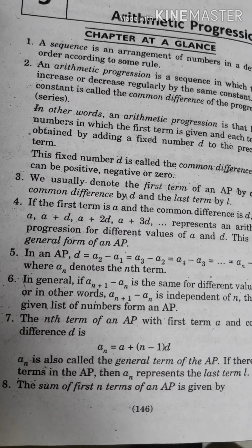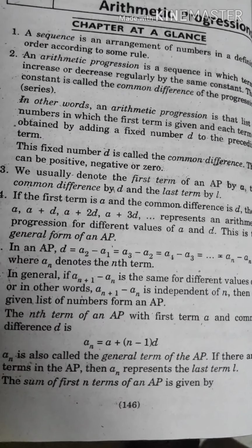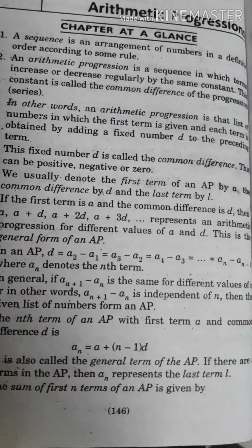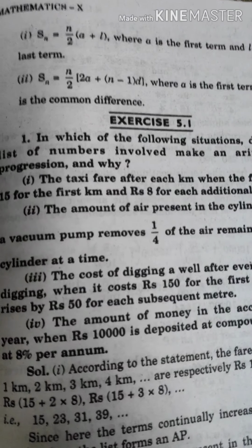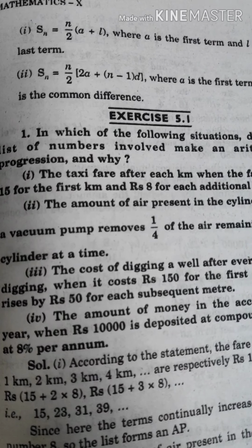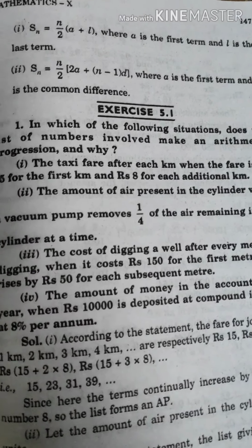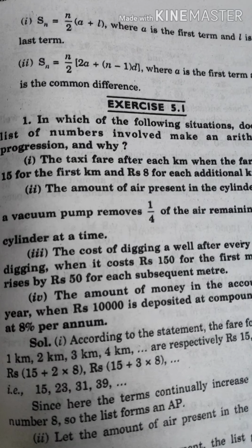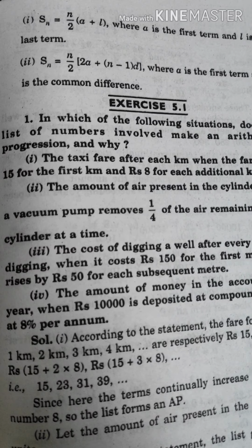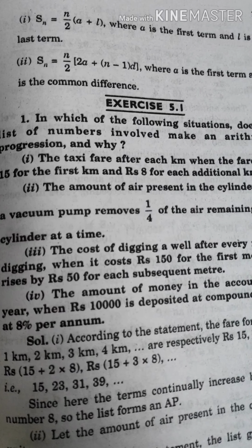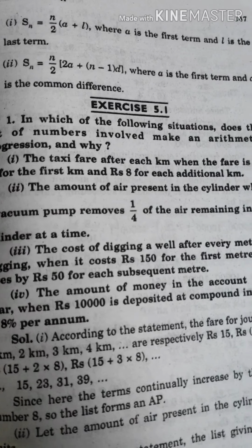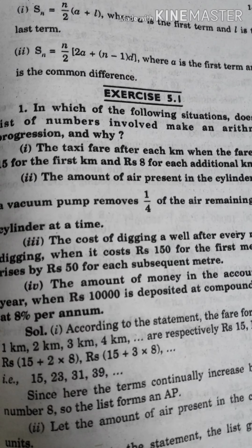The sum of the first n terms of an AP is given by the formula Sn equals n upon 2 times (a plus l), where a is the first term and l is the last term. Sn equals n upon 2 times (2a plus (n minus 1)d), where a is the first term and d is the common difference.